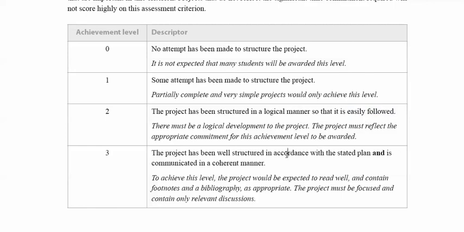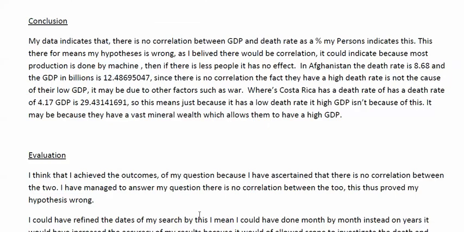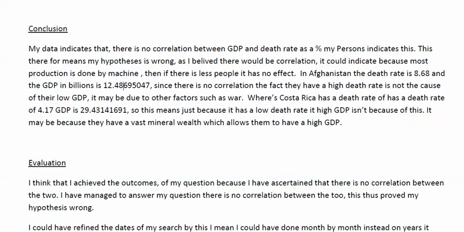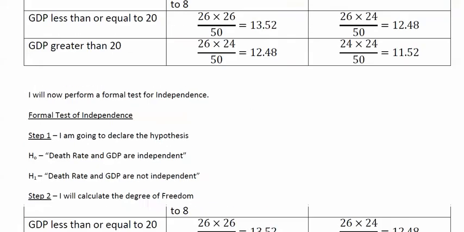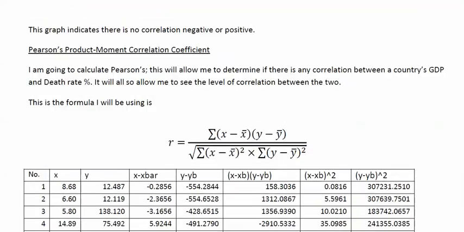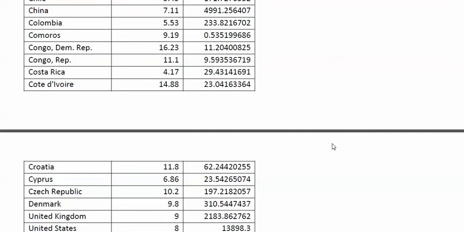Now, let me just check my notes. What did I say? Okay, structure is important. It follows the plan that you stated at the beginning and is communicated in the correct manner. So that means it must read well. For example, this project, which was not very good, did not read very well. There were too many grammatical mistakes. Some sentences didn't make any sense, and it wasn't proofread by anyone. Don't really expect your teacher to proofread it for you. Remember, you get one go at this.